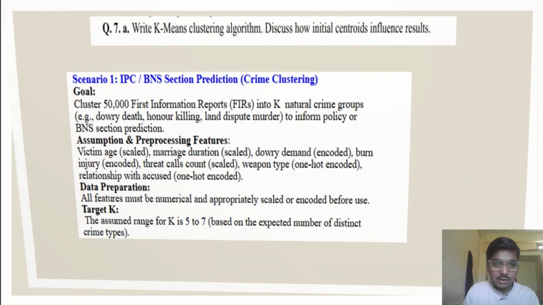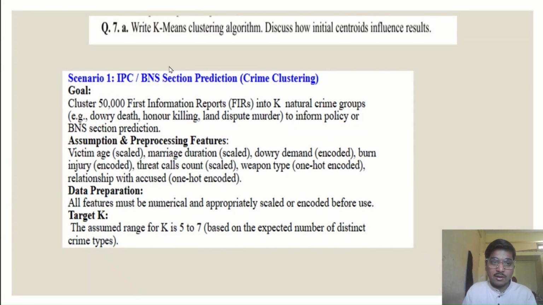I had also given a common example in a real world scenario in IPC-BNS section prediction, where we have to cluster 50,000 FIR reports, first information reports, into k natural crime groups like dowry, honor killing, or land dispute murder, to inform the policy or BNS section petition.